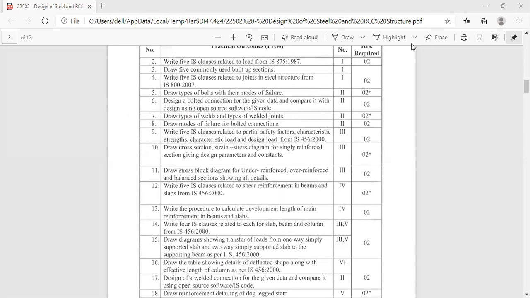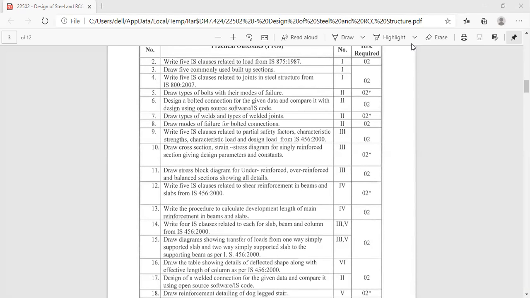Draw the types of bolts with their modes of failure. As we know, in theory we studied the types of bolts. A bolt is defined as a metal pin with a head at one end and threaded at the other end to receive the nut. There are different types of bolts. The commonly used bolts are unfinished, ordinary, common, rough, black bolts, or high strength bolts. These are the types of bolts.